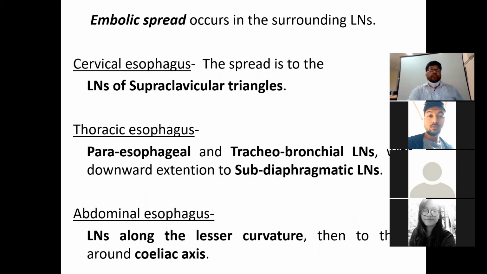So embolic spread occurs like this: if the growth is in the cervical esophagus, then the spread will be in the lymph nodes of the supraclavicular triangle. And if the growth is in the thoracic esophagus, the paraesophageal or tracheobronchial lymph nodes are involved, then it may extend downward to the subdiaphragmatic lymph nodes. So these lymph nodes can be involved. And in case of involvement of the abdominal esophagus, lymph nodes around the lesser curvature, then around the celiac axis may be involved.